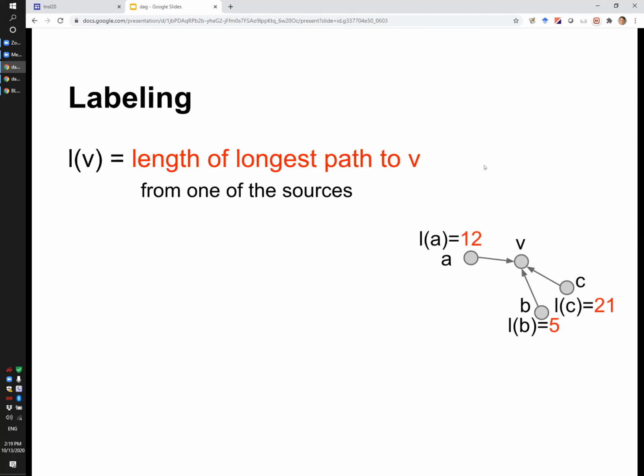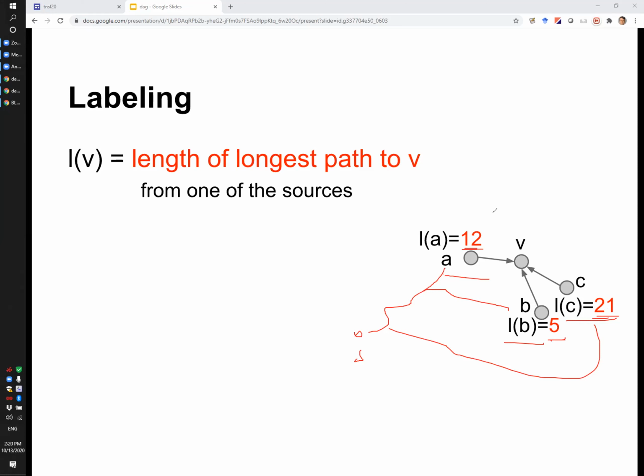So for an example, let's look at this node V, and it has three predecessors, A, B, and C. Let's assume that we have already calculated the labels of nodes A, B, and C. So the label of A is 12, the label of B is 5, the label of C is 21. Somewhere there is this node S from which we calculate the length of the longest paths. That doesn't matter, the history doesn't matter. We know that the immediate predecessors of V, nodes A, B, and C, have these labels: 12, 5, and 21.